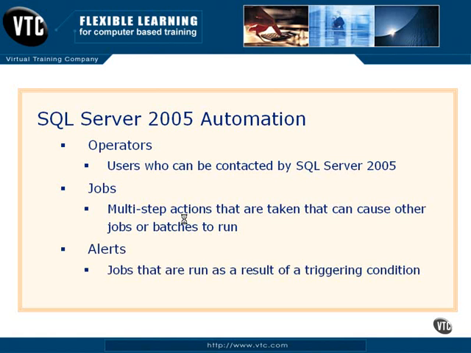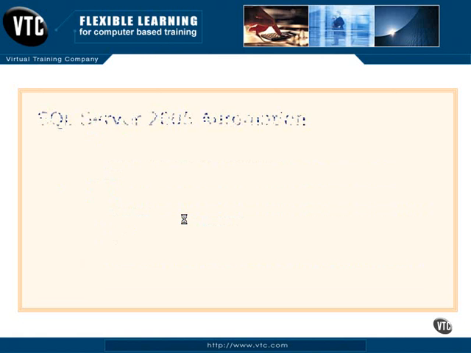Then the last one is an alert. Now, an alert really is a job that's run as a result of a triggering condition, and really the alert is that triggering condition that we set up. So we can set up an alert that says, hey, look, if the transaction log exceeds this percentage of being filled, then we need to run a job. Well, something needs to happen here. We need to back this thing up. We need to notify some folks and let them know what's going on. So I'll show you that when we get to the video a little later on creating alerts.